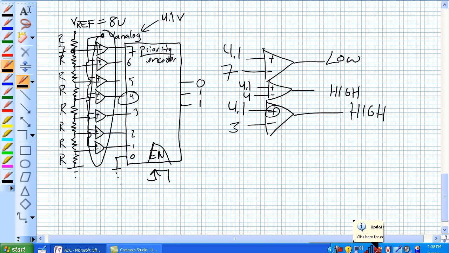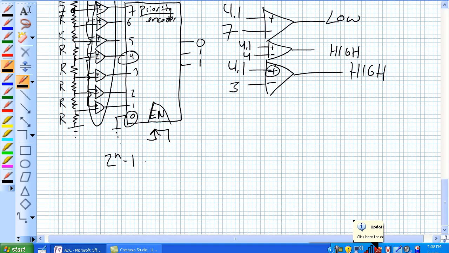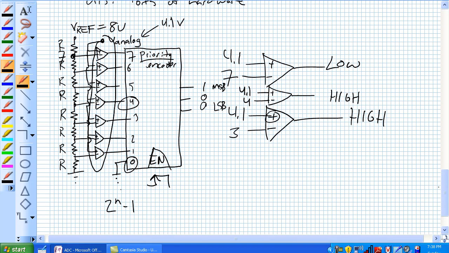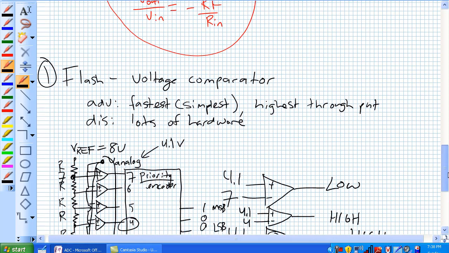Okay, so since we don't need a 0 to the n minus 1 comparators for the number of output bits. And by the way, that last output one would have been 100, MSB to LSB, saying I've got a 4, even though it's 4.1, my digital approximation is 4. Okay, so have we discussed everything we want to do about Flash? And I think we have.